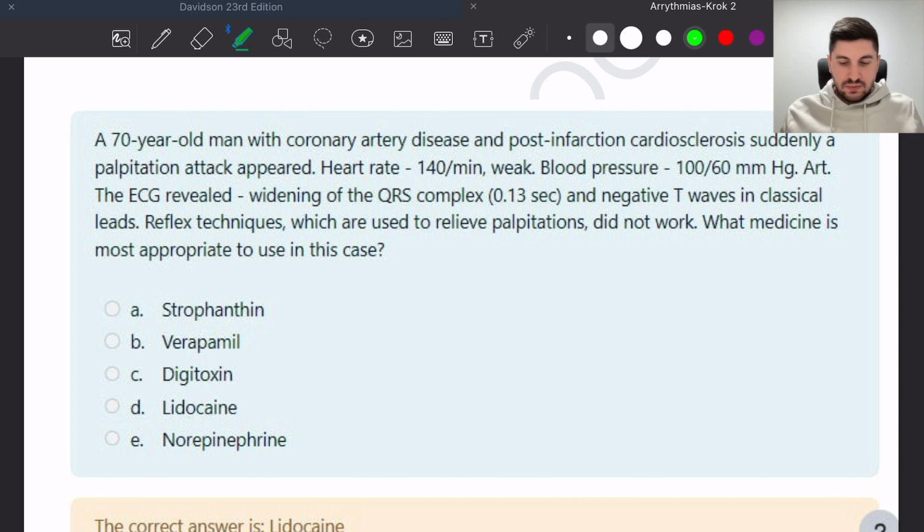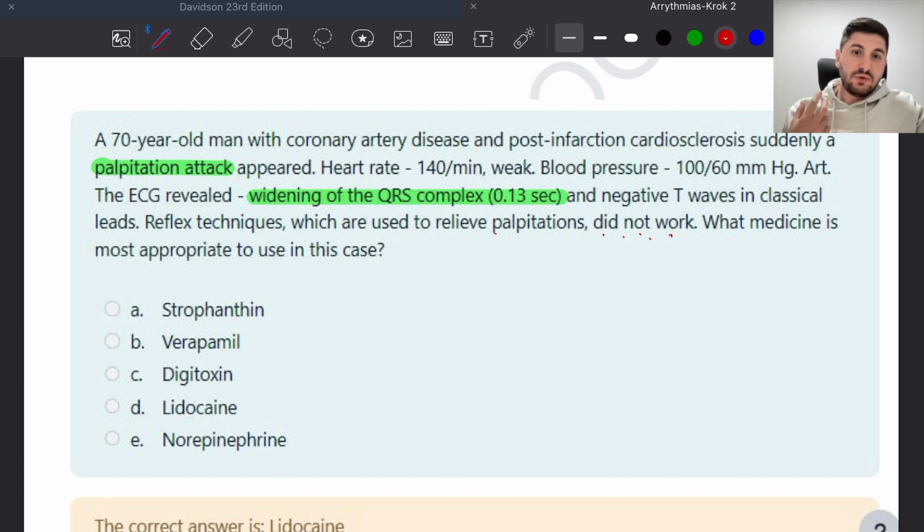And we see here that the patient has a palpitation attack, heart rate 140, widening of the QRS complexes. So it's a paroxysmal ventricular tachycardia. Here, reflex techniques which are used to relieve the palpitations did not work. What they mean by this sentence is that the maneuvers which we use for supraventricular tachycardia, like carotid sinus massage, eyeball pressure, breath holding, did not work. Why? Because these work for supraventricular tachycardia, and here we have a ventricular tachycardia.